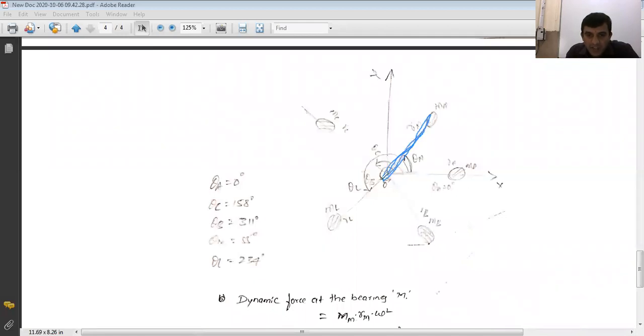At the opposite side, ml will come here. Is it right? This is the bearing. The dynamic force occurred on the bearing is the same in magnitude, but acting in the opposite direction. This one produces in this direction, this one will produce in this direction. Then only your answer is right.